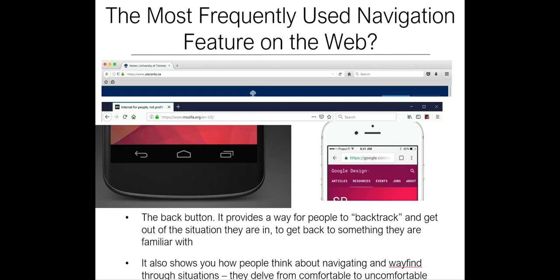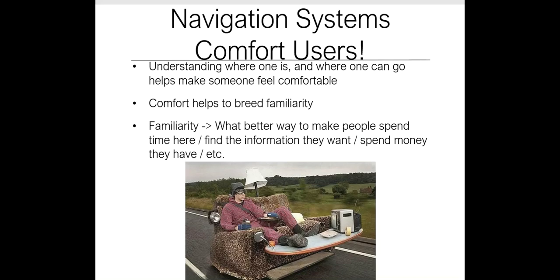It also shows how people think about navigating and wayfinding through situations, because they delve from the comfortable to the uncomfortable. And essentially, good navigation systems are there to comfort users. Understanding where one is and where one can go helps make someone feel comfortable. Comfort helps to breed familiarity, and from familiarity, what better way to make people spend time here, find the information they want, spend the money they have, and so on and so forth.